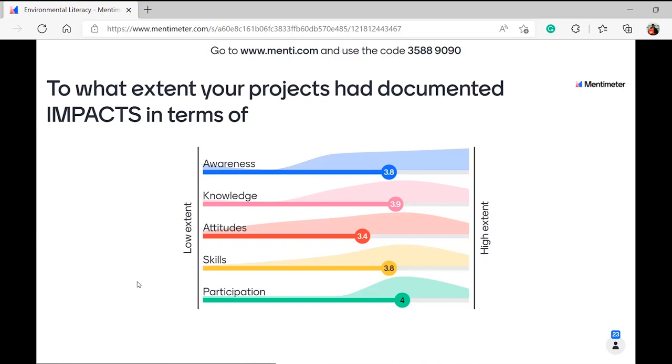Participation is high because we are able to involve children either as part of an eco committee or projects, and that is reflected. So if you look at the responses, it's clear that most of the projects have been focusing on raising awareness and knowledge, which we have been able to show, or participation, in terms of how many children took part and what they did as part of environmental activities or projects, but very little in terms of skills or looking at behaviors to take action or changing attitudes, which is also a determinant of behavior.